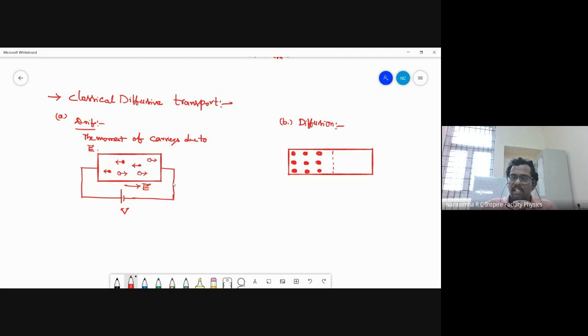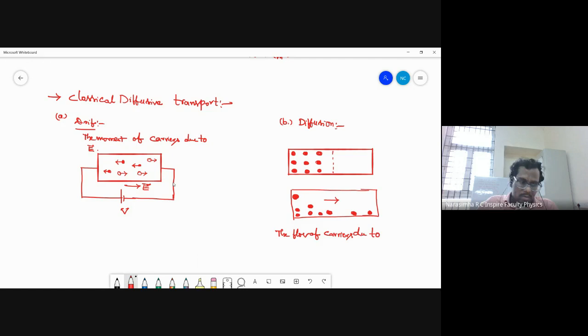What happens after some time is that these charge carriers will try to diffuse from the high concentration region to the low concentration region to attain equilibrium. So the charge carriers will move from the high concentration region to the low concentration region. The flow of charge carriers due to the concentration gradient is called diffusion.